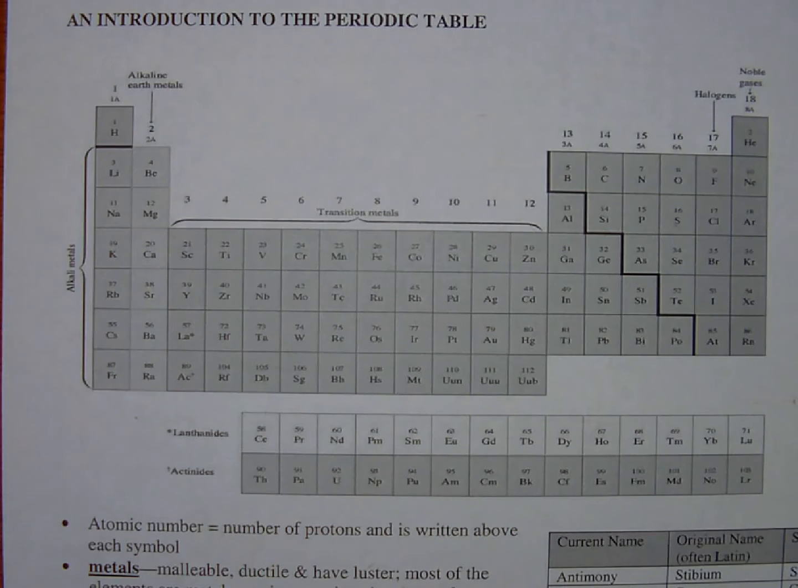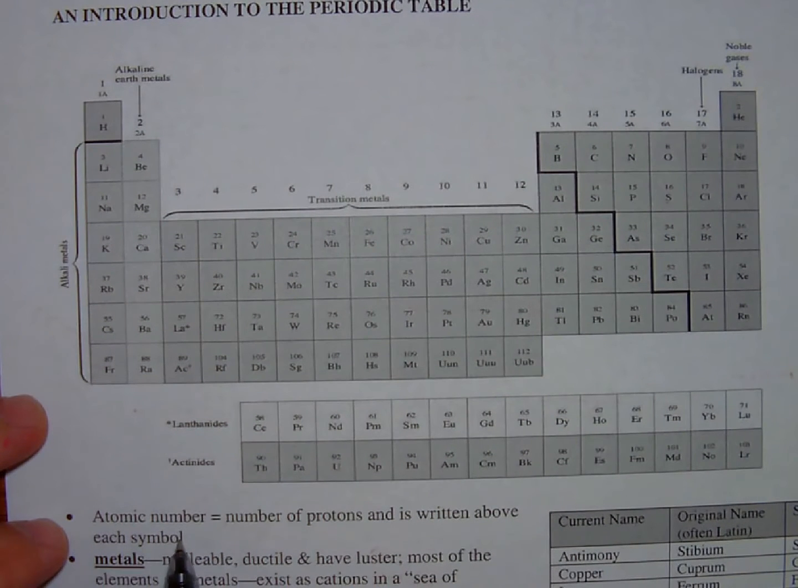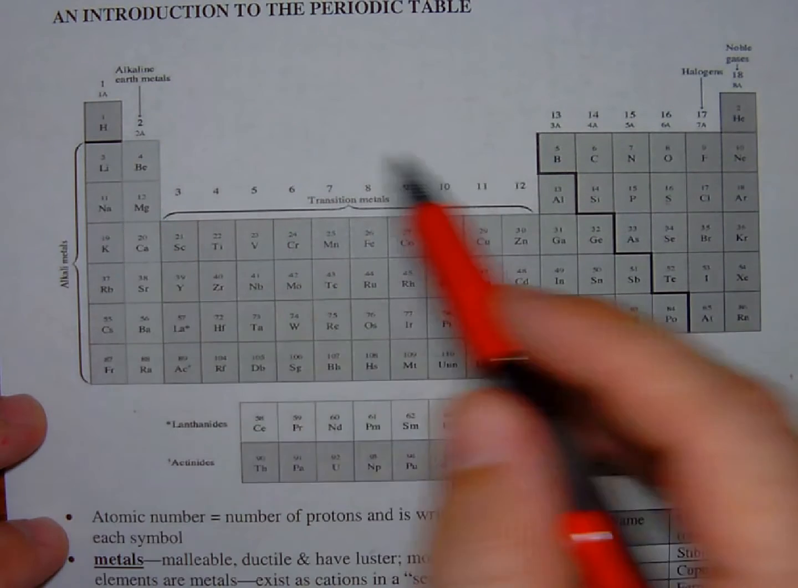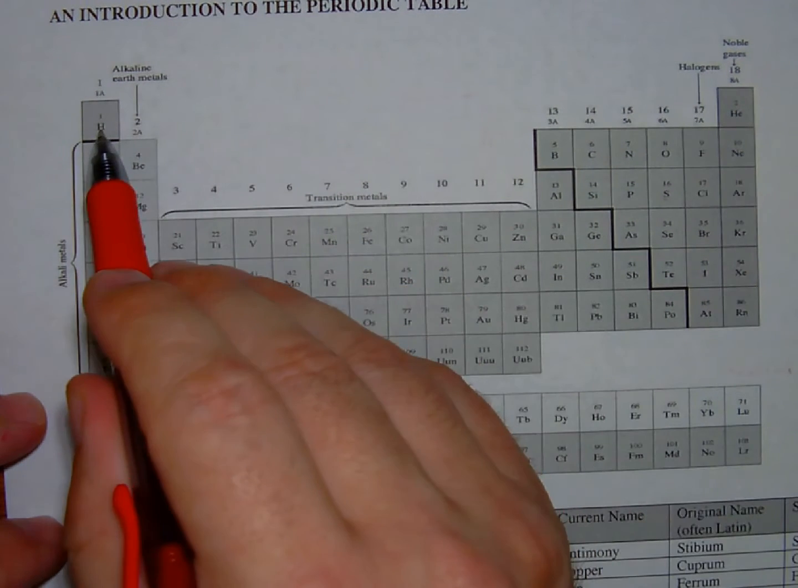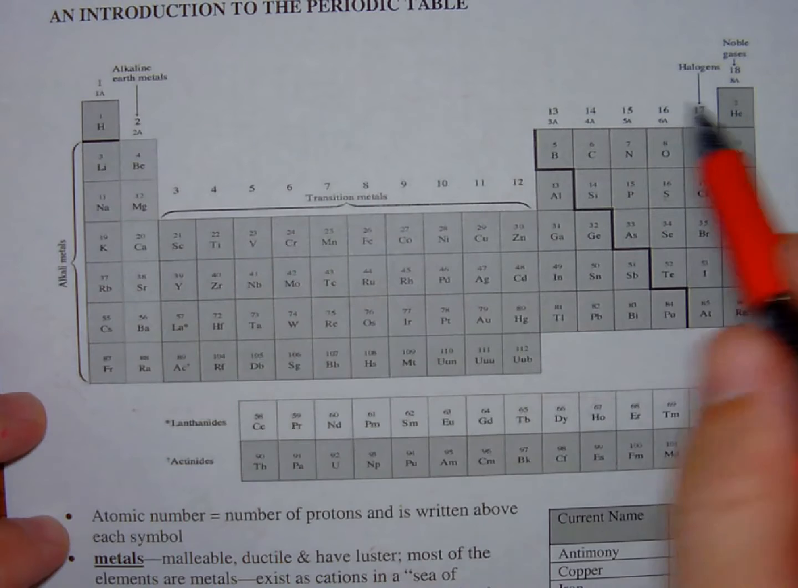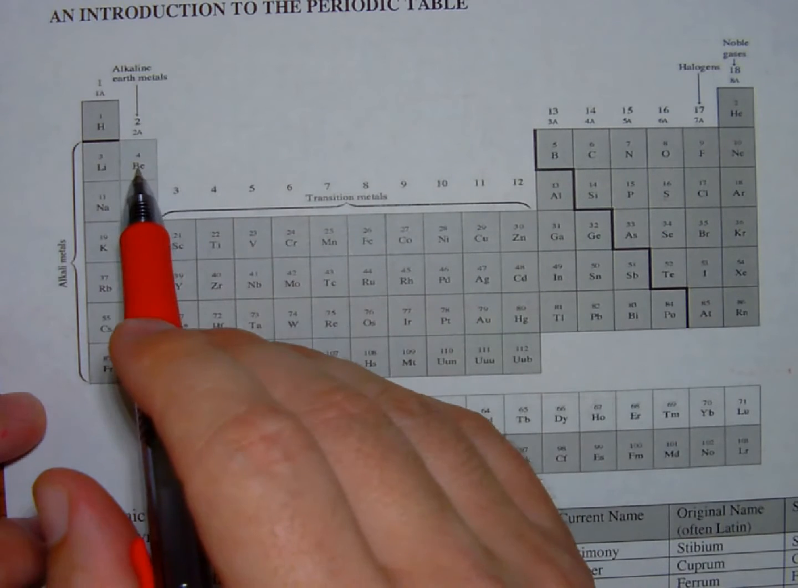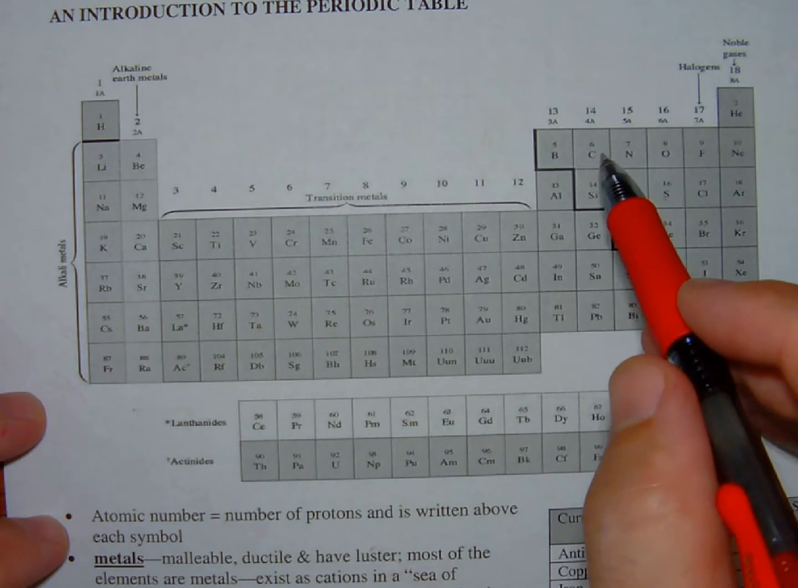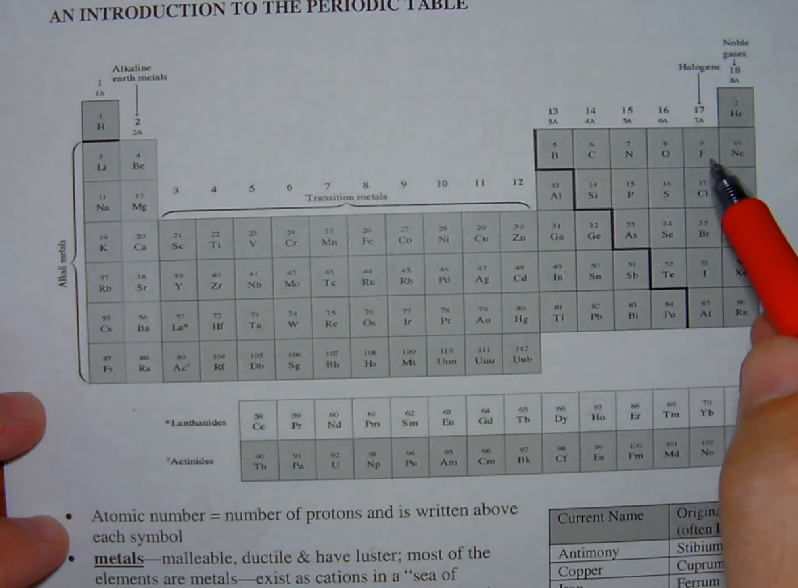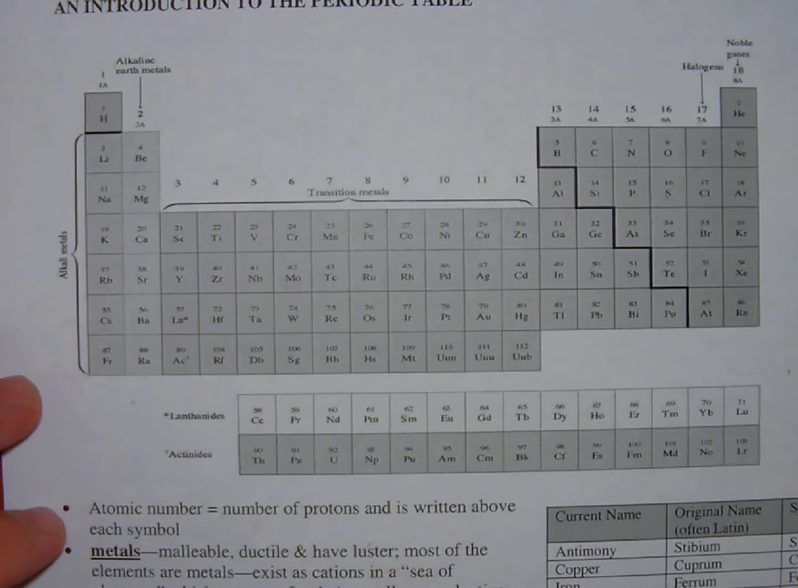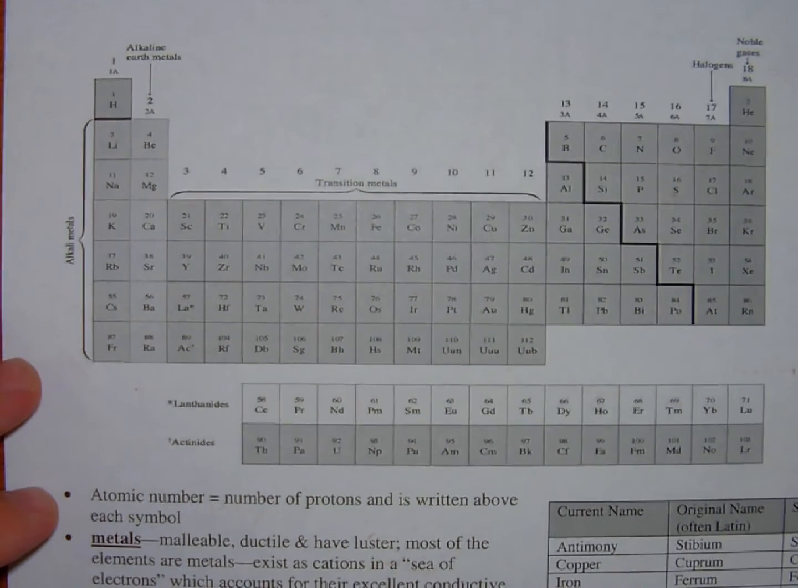Move on to a quick review of the periodic table. Right, so remember that the atomic number is equal to the number of protons, and it's written above each symbol on most periodic tables, right? So hydrogen, 1 proton, helium, 2 protons, lithium, 3 protons, beryllium, 4 protons, boron, 5, carbon, 6, nitrogen, 7, oxygen, 8, fluorine, 9, neon, 10, and on and on and on.